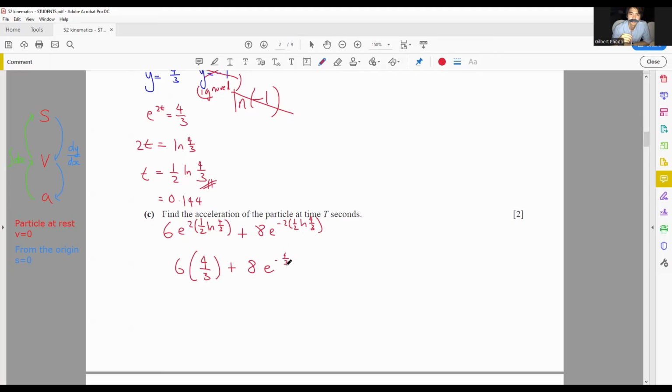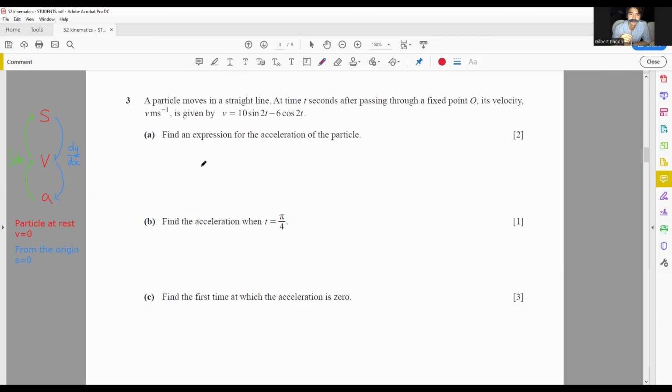Then finally, typing this into your calculator, the acceleration equals this times this, which is 8, sorry. Then plus this will give you 6. So your final answer is 14.